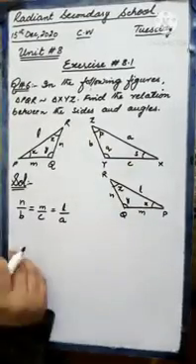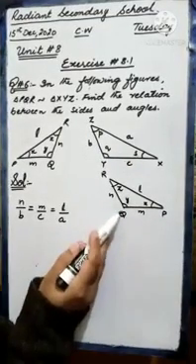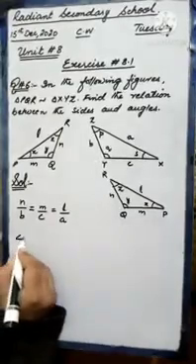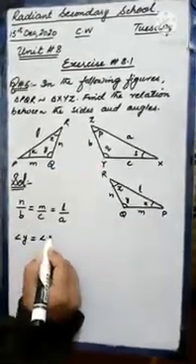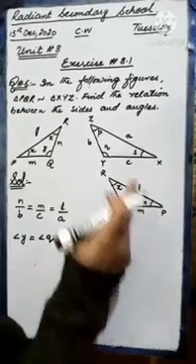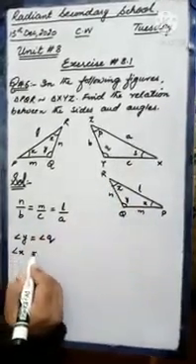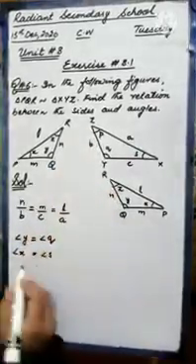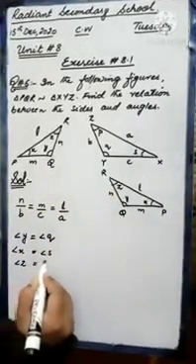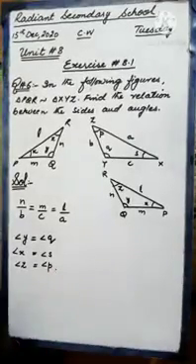Okay, now we will write for the angles. In angles, you can see that angle Y is equal to angle Q, and angle X is equal to angle P, and angle Z is equal to angle R.